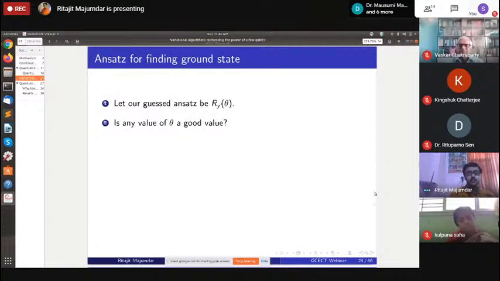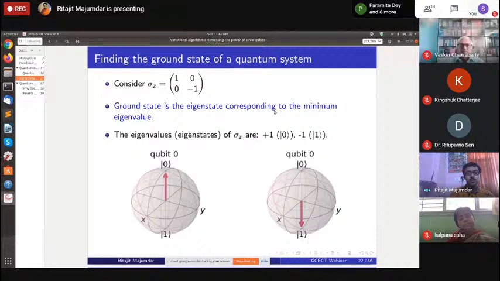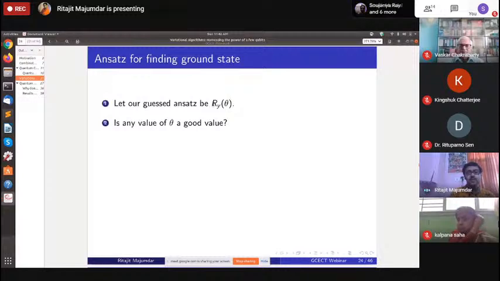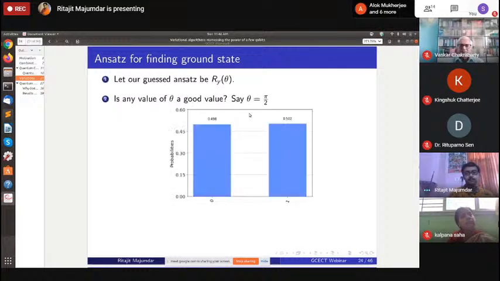So let's take an example. Again, ry theta is our guessed answer. The actual operation that we did was sigma z. I have no idea that sigma z was operated, so I am making a guess. Let the guess be ry theta. So can we just put any value of theta? Obviously, you can understand that any value of theta will not work, because suppose I put theta equal to pi by 2, then this becomes an equal probability of getting 0 and getting 1. But I am much more interested in getting 1.